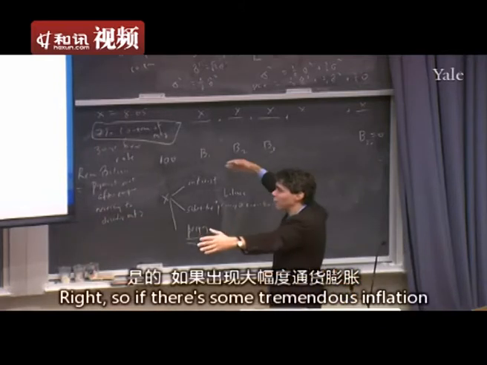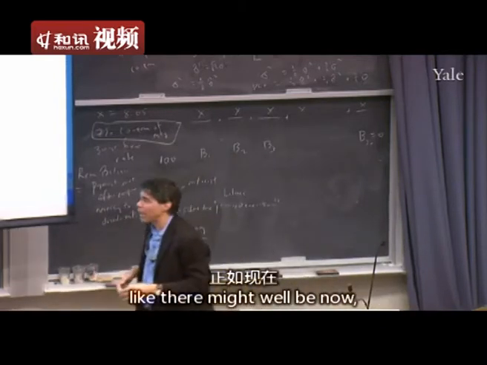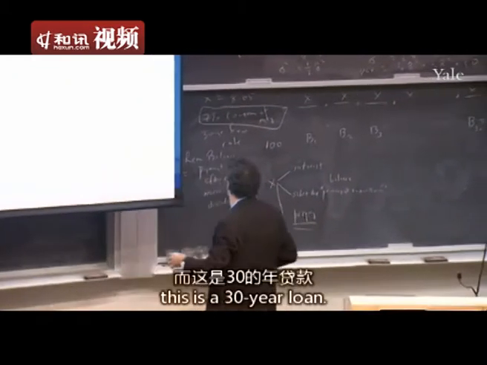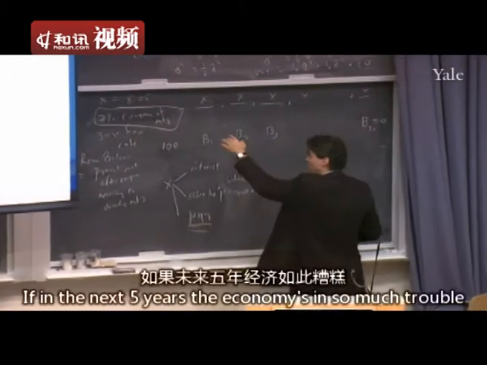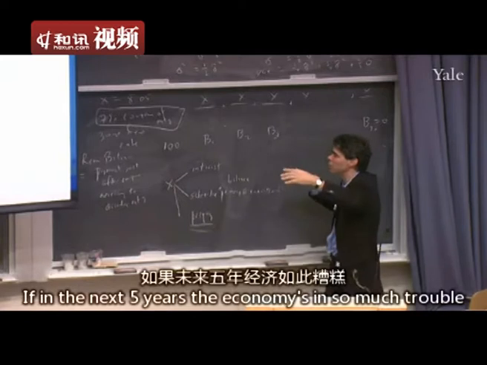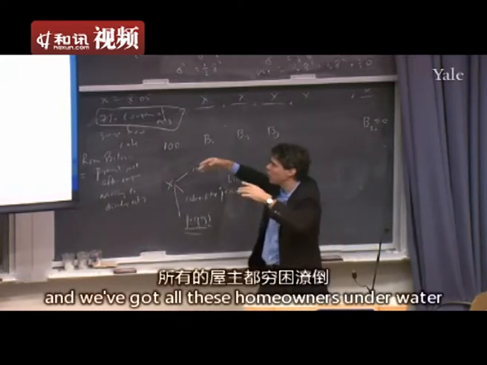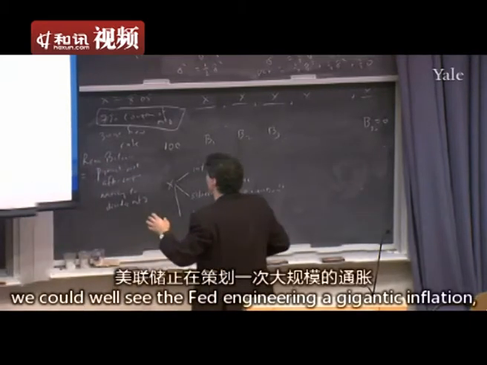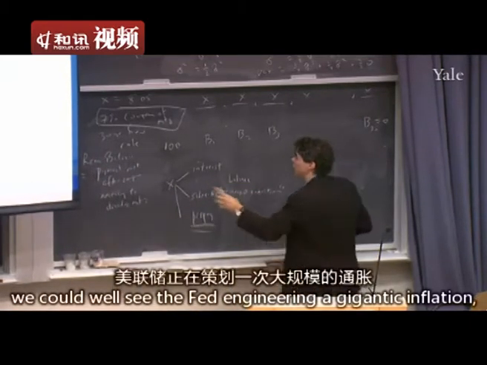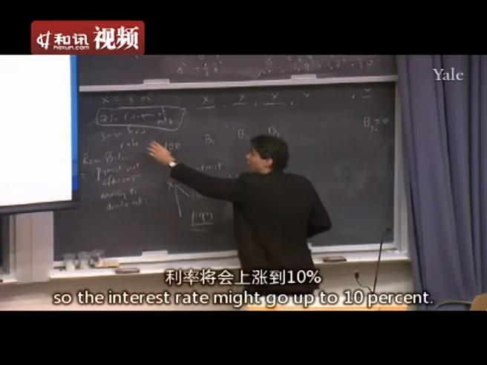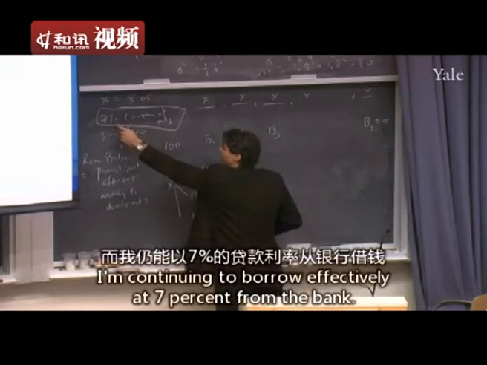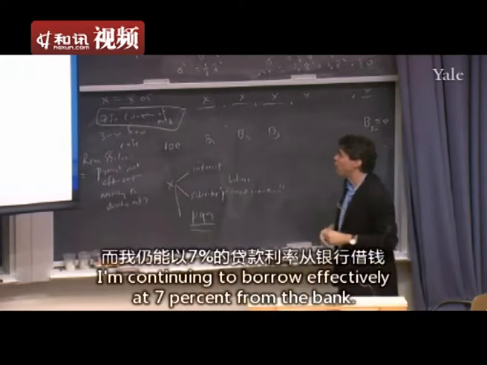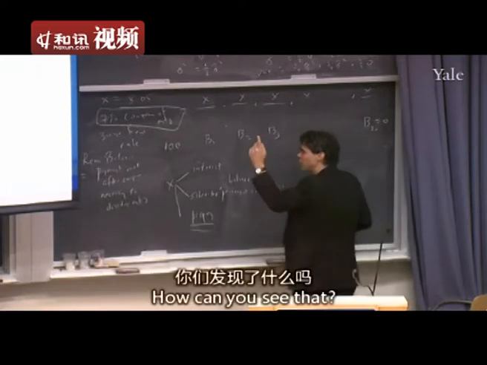Right. So if there's some tremendous inflation, like there might well be now, in the next 5 years, this is a 30-year loan. If in the next 5 years the economy's in so much trouble and we've got all these homeowners underwater and we owe so much money to the Chinese, we could well see the Fed engineering a gigantic inflation. So the interest rate might go up to 10%. I'm continuing to borrow effectively at 7% from the bank. How can you see that?